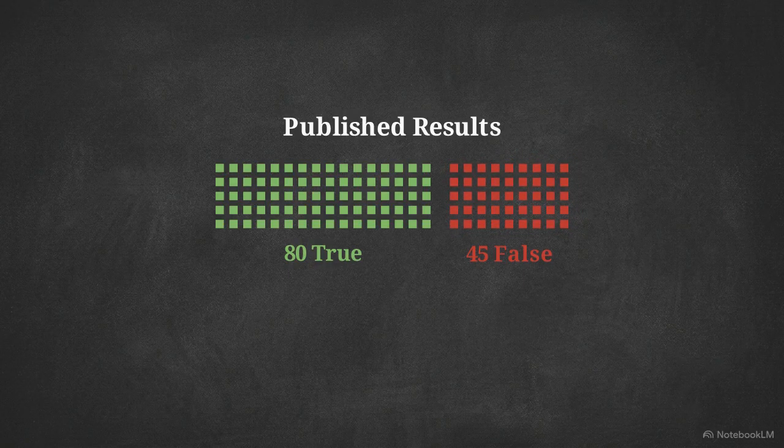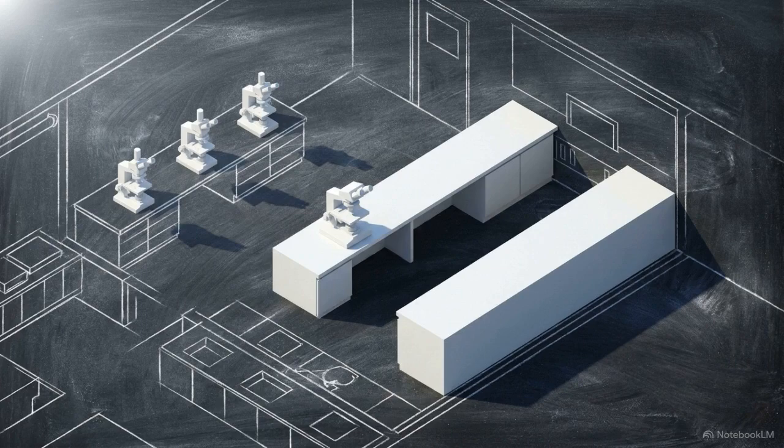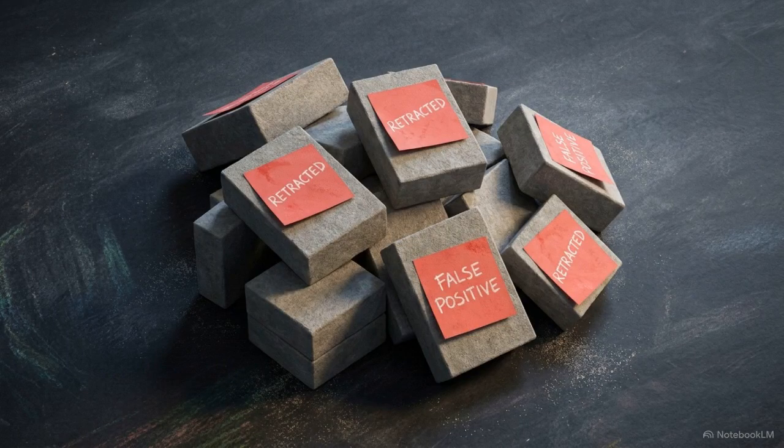Look at the mathematical proportion. Out of the 125 significant results, 45 are entirely false. That equates to a 36% false discovery rate. Even in a flawlessly executed testing environment with absolute zero bias or data manipulation, a 5% alpha threshold mathematically yields a literature where over a third of significant discoveries are false.